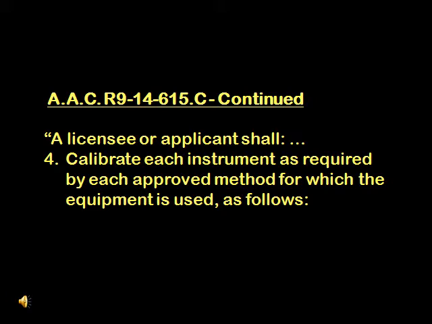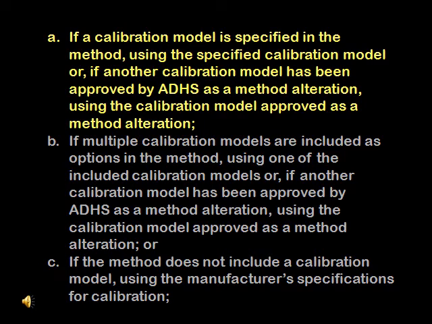Further stated in R9-14-616 C, a licensee or applicant shall, number 4, calibrate each instrument as required by each approved method for which the equipment is used as follows. A, if a calibration model is specified in the method, using the specified calibration model, or if another calibration model has been approved by ADHS as a method alteration, using the calibration model approved as a method alteration. This means if only one type of model is specified or approved, then it must be used.